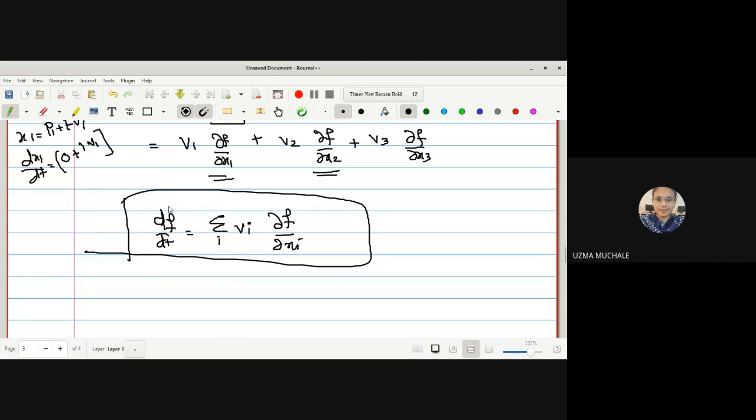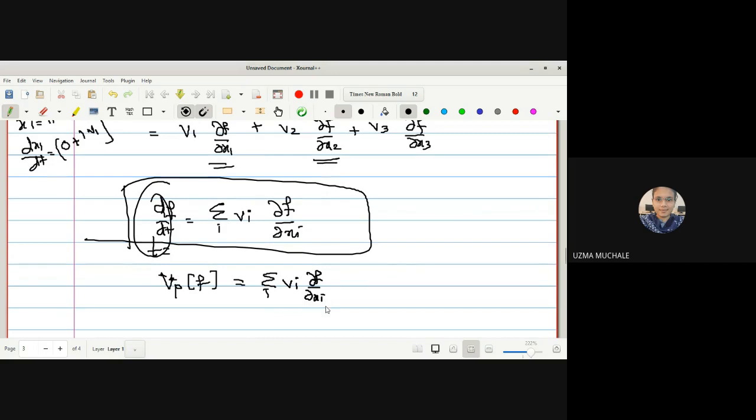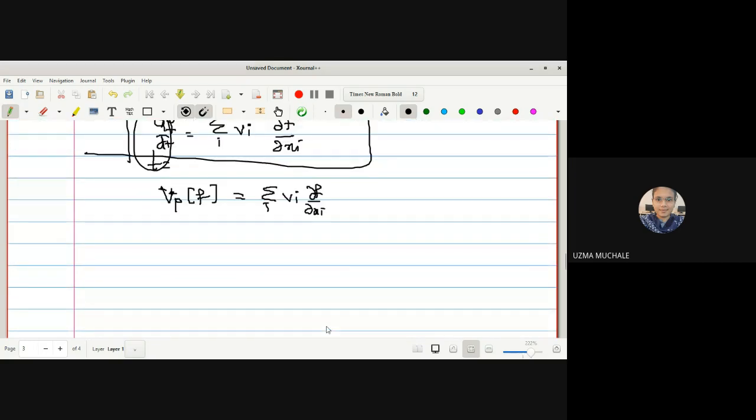Now, if you are finding this at t equal to 0, it ensures that this is your VPF. Sorry, it is small v. VPf is equal to summation over i of vi dou f by dou xi, which ensures that your directional derivative is nothing but the combination of a partial derivative. That means directional derivative means what? We again go back to your partial derivative, but it is a linear combination.